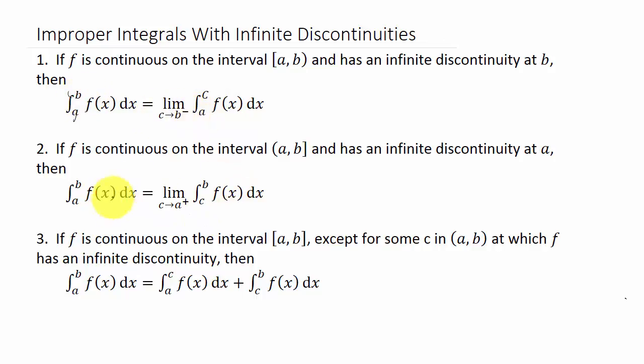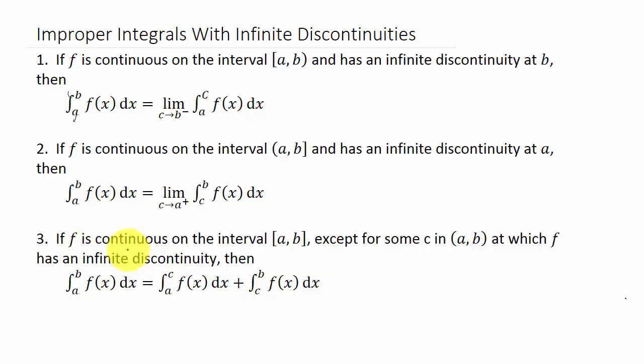Okay, and then in this one it has an infinite discontinuity at a, which is the lower limit. So what we'll do here is replace the lower limit with some letter. We'll do it with c here. And then we'll take the limit as c goes to a from the right. So if it has a discontinuity at the upper limit, we'll take the limit as it approaches that number from the left, and if it's the lower limit, we'll take the limit as it approaches that number from the right.